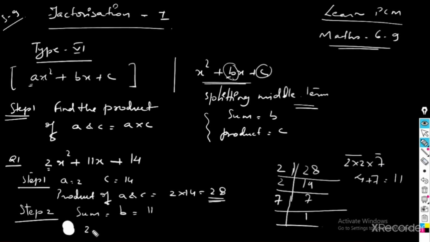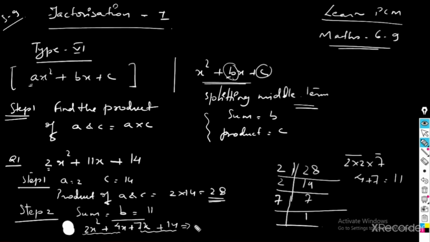So we have 2x square plus, now instead of 11x, we are going to write it in terms of 4x plus 7x. Okay, we have split 11x into 2 parts, plus 14. Now you have to arrange these in two groups of terms like this. Okay, now find the common factors. So what will be common over here?